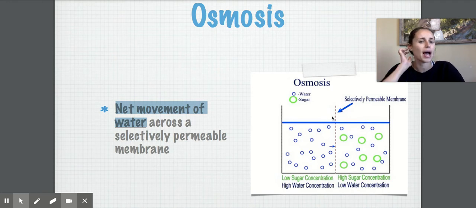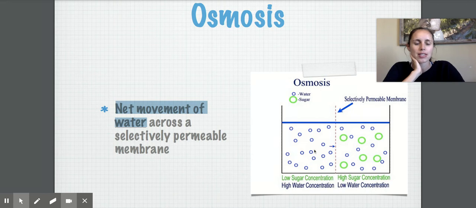So for example, I have a selectively permeable membrane here. I have a high concentration of water on this side, and I have a high concentration of sugar on this side. So if you take a look, I've got lots of sugar on this side, and I've got no sugar on this side, and I've got lots of water. So essentially, this is your high concentration, this is your low concentration. So we want to make it so there's less sugar on this side so that it's more dilute. We want to dilute the amount of sugar on this side.